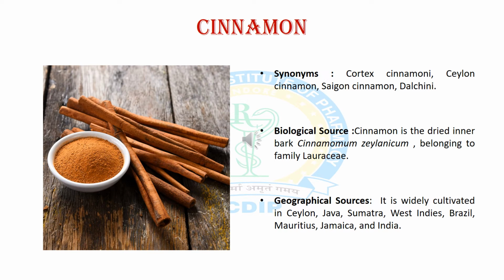Now we will discuss the second crude drug which contains volatile oil, and it is cinnamon. The synonyms of cinnamon are Cortex cinnamomi, Ceylon cinnamon and dalchini. The biological source of cinnamon is the dried inner bark of Cinnamomum zeylanicum, which belongs to the Lauraceae family. And the geographical source: it is widely cultivated in Java, Sumatra, West Indies, Brazil and India.